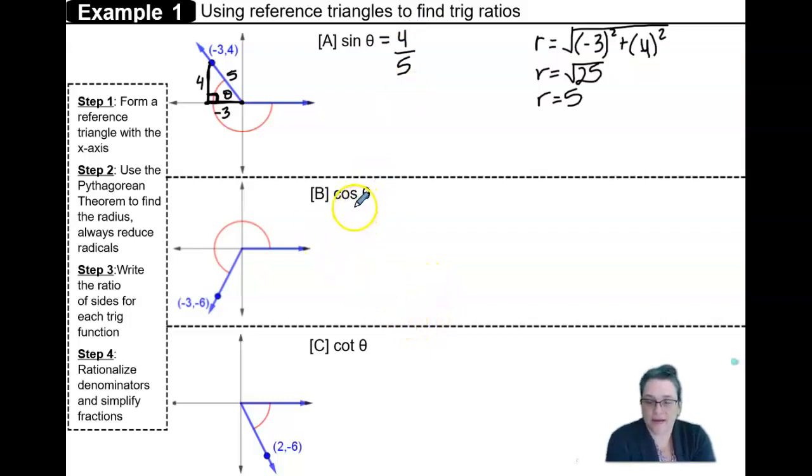Okay, then looking at example B, we want to find the cosine of theta, and we're going to drop our perpendicular to the x-axis to form a reference triangle. Then the horizontal distance is the x value, which is -3. The vertical distance is going to be our y value of that ordered pair, -6. And then we need to find the length of the hypotenuse, which would be the radius of the circle that intersects at (-3, -6). So r is equal to the square root of the x squared, which is -3 squared, plus the y squared, which is -6 squared.